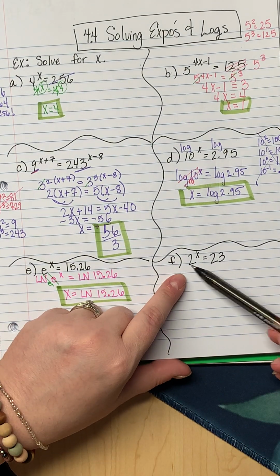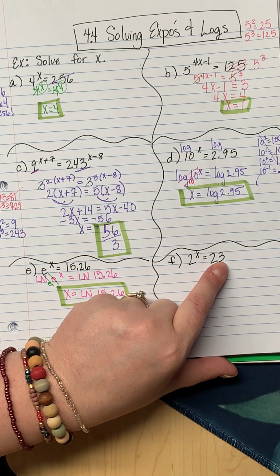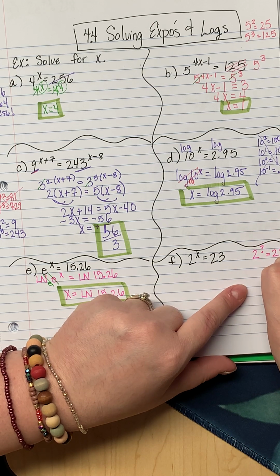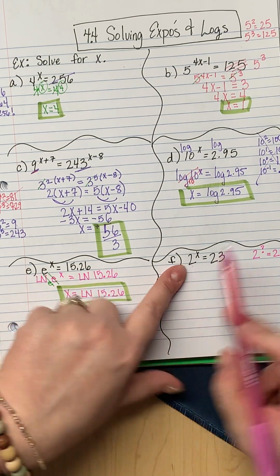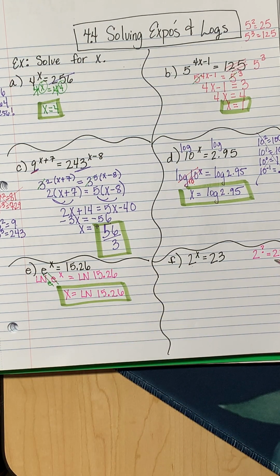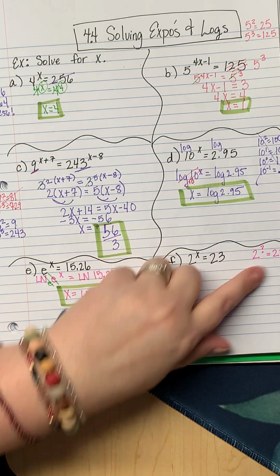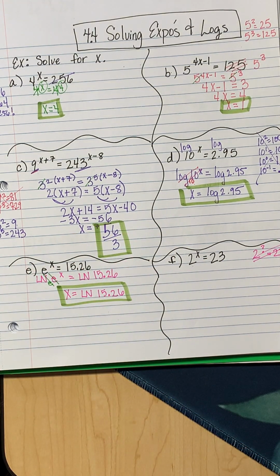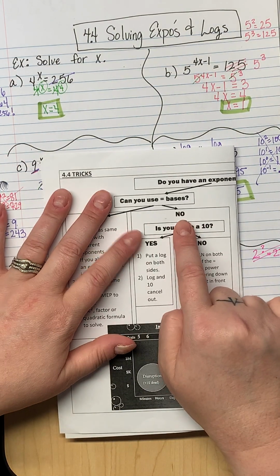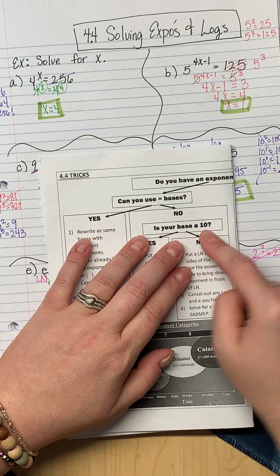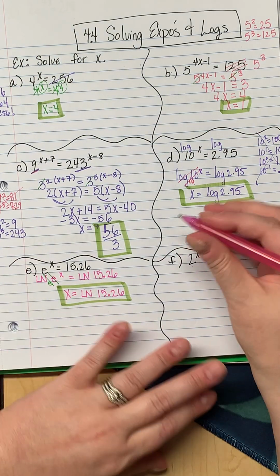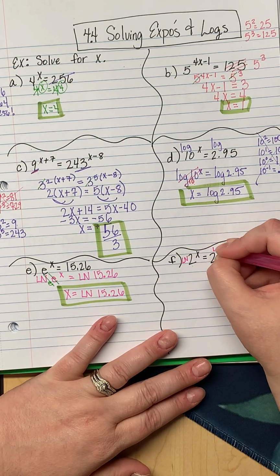Okay, let's look at part F. Can I rewrite 23 as 2 to the something? And I picked up that 2 from my first base, and the answer is no, because 23 is prime. It's not even, so I cannot. So it is an exponential. I cannot use equal bases, so no. Do I have a base of 10? No. I have a 2. So that means you put a ln on both sides. So let's put a ln on both sides.